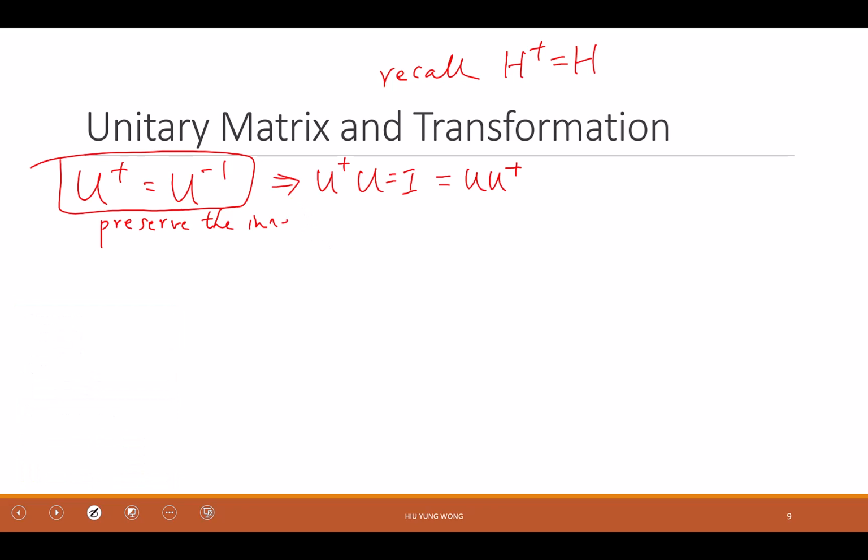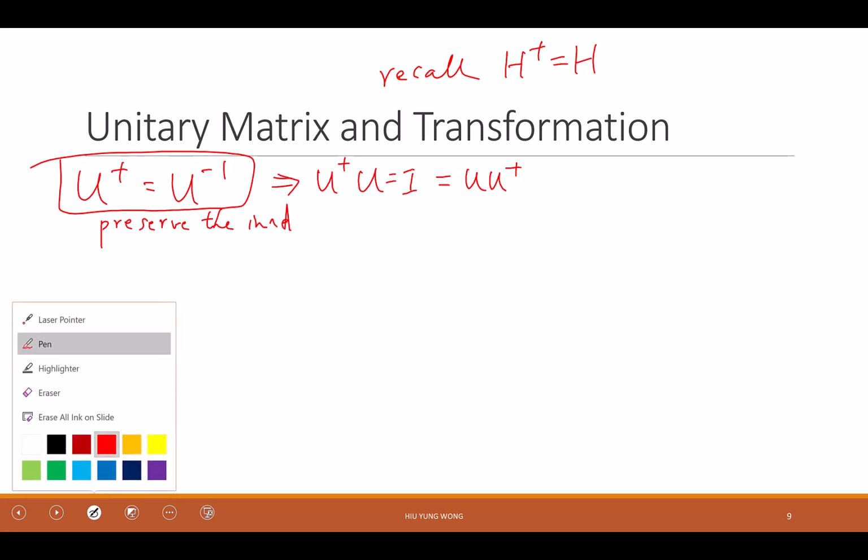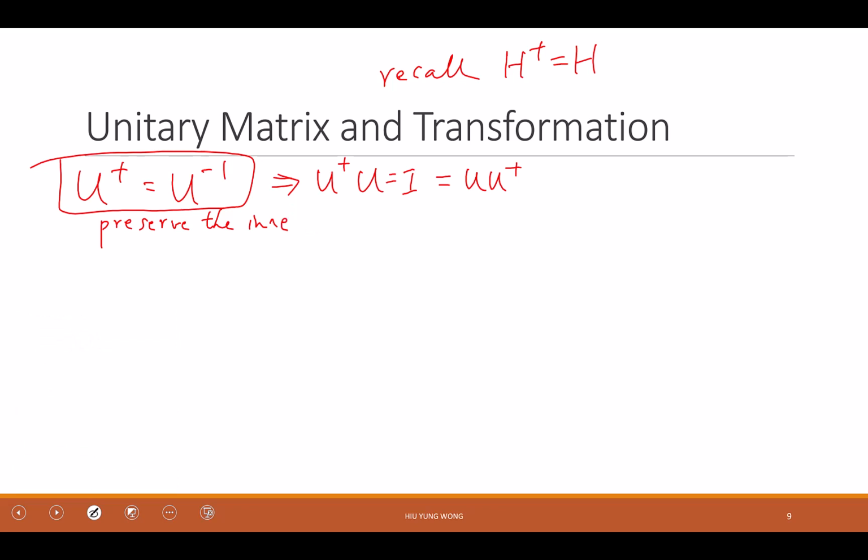It preserves the inner product of vectors. What does it mean? What is a matrix again? Step back. What is a matrix, an operator in quantum computing? What's a matrix? Say again. Can you say louder?